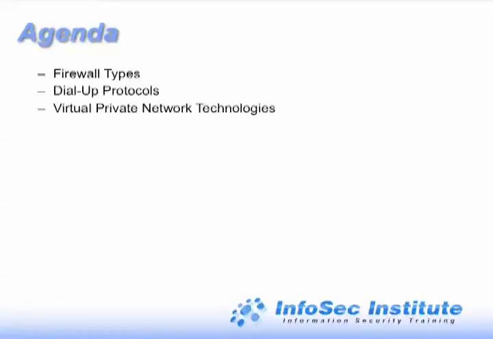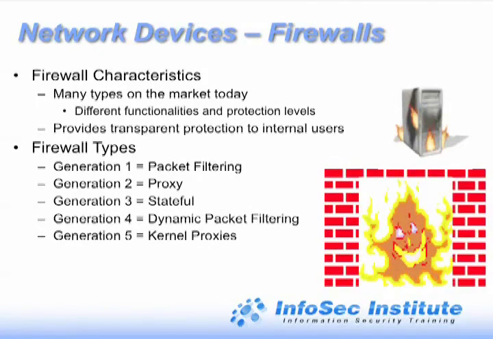Okay, firewall types. These you definitely need to memorize. Generation 1 is going to be a packet filtering firewall. 2 is going to be your basic proxy. 3 is stateful. 4 is dynamic packet filtering. And then 5 is kernel proxy. So again, if they say the term firewall, they're primarily going to be looking at the packet filtering, which is a router with an ACL when it comes down to it. But if they go through the definitions of what generation they are, these numbers are actually important.